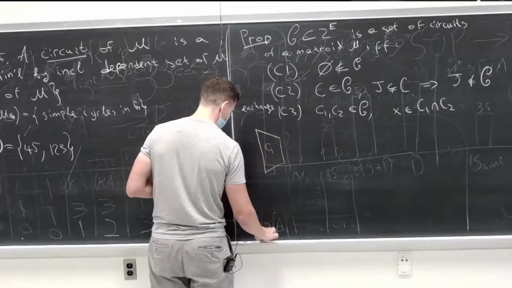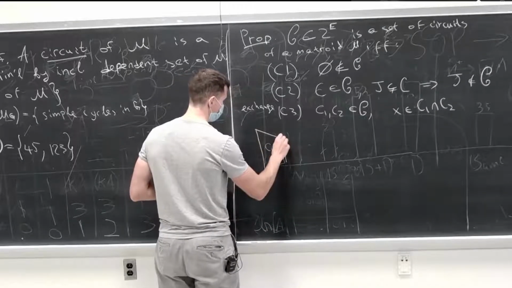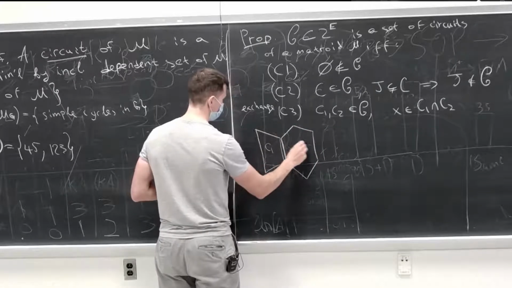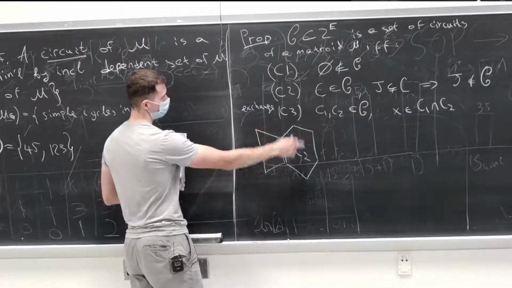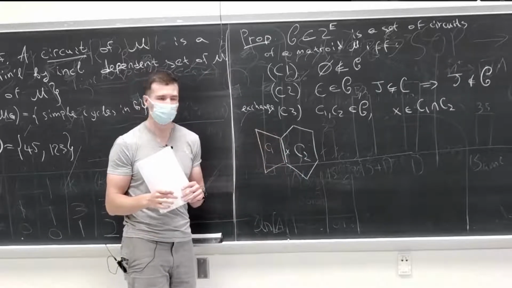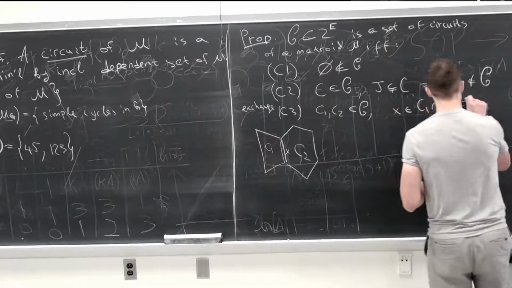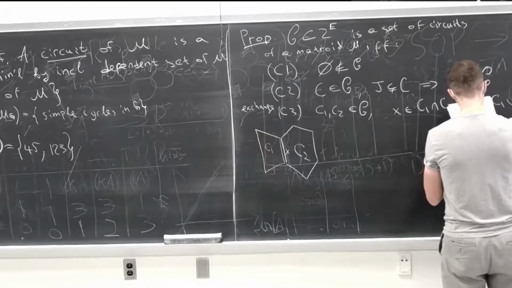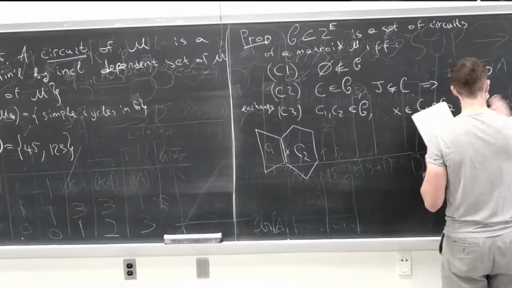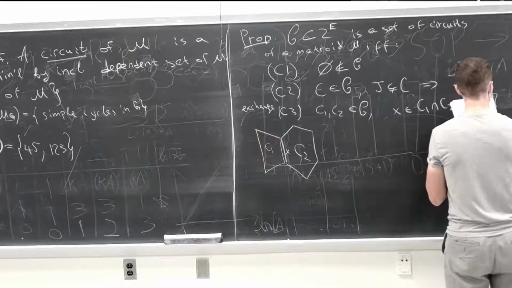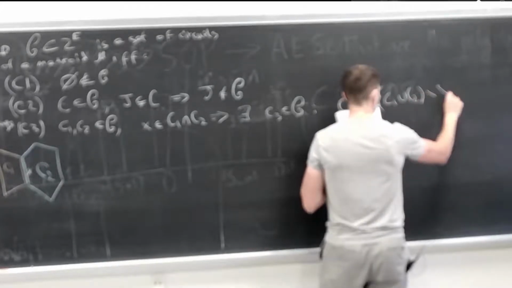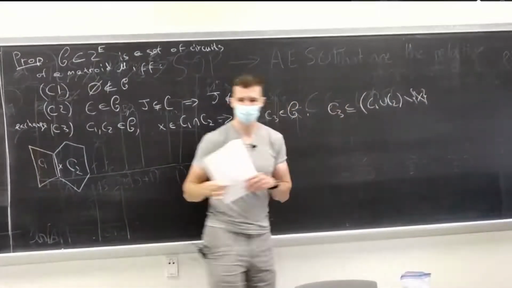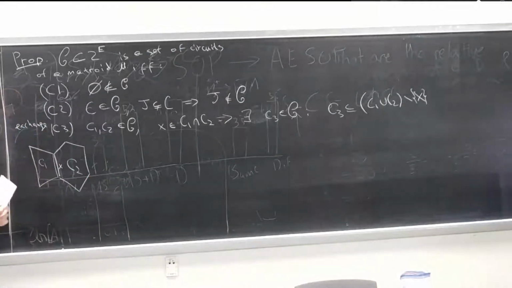Okay. Indeed, if I draw a graph, C1, C2, and then if this is x, and you take the union of C1 and C2 and you remove x, then the result contains a circuit. That's actually correct. There exists another circuit, C3, such that it's contained inside the union of C1 and C2 without x. Precisely correct.